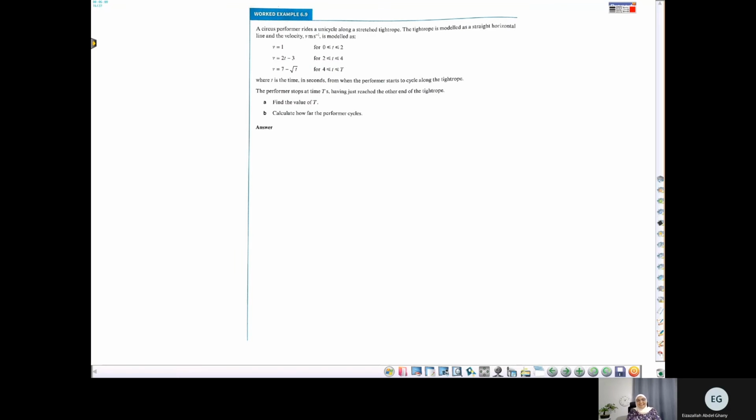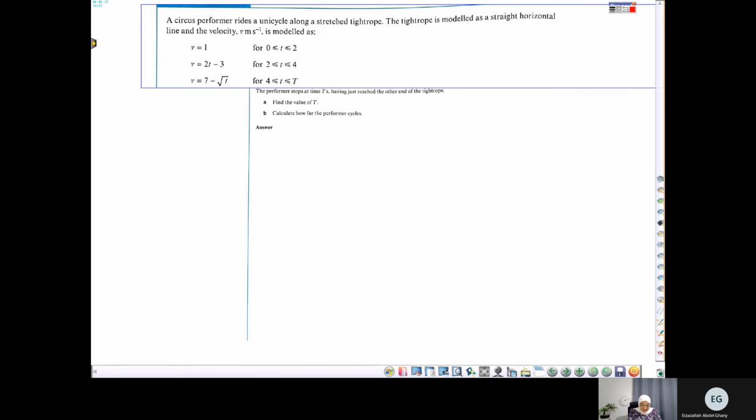My dear students, in this video we'll resume integration in mechanics. We'll solve more and more questions about this topic. A circus performer rides a unicycle along a stretched tightrope. The tightrope is modeled as a straight horizontal line, and the velocity v is modeled as 3 stages. We took this before in differentiation.